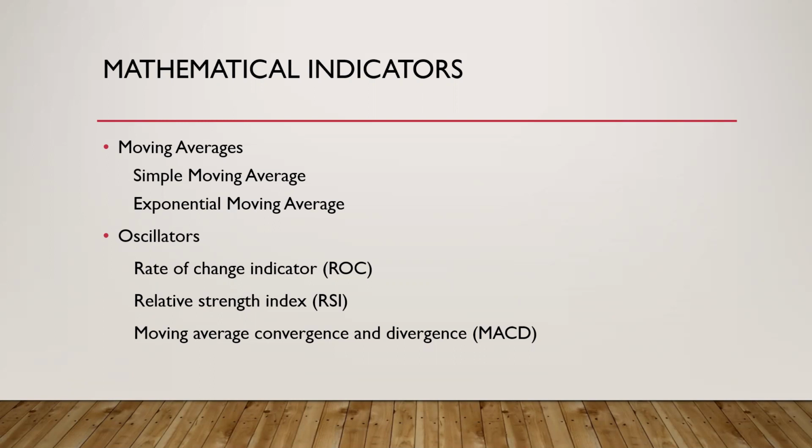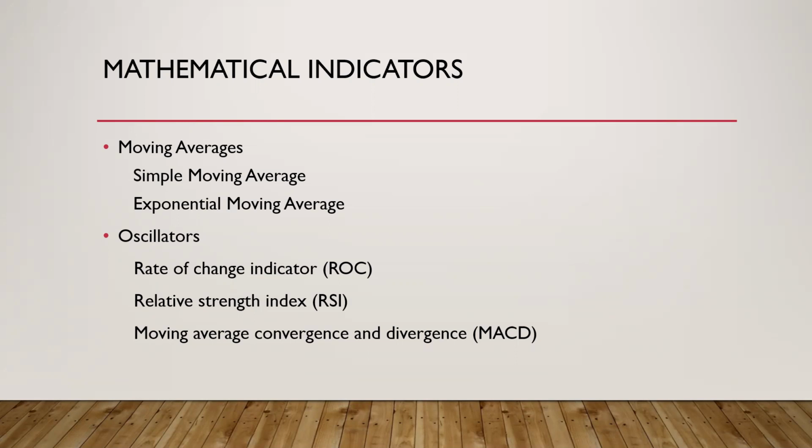The second mathematical indicator is oscillators. There will be a central point, and based upon the fluctuations from this central point, we'll decide whether to buy or to sell the securities. Some popular examples of oscillators are ROC, which stands for rate of change indicator, RSI, which stands for relative strength index, and MACD, which stands for moving average convergence and divergence. So let's see each of these in detail.